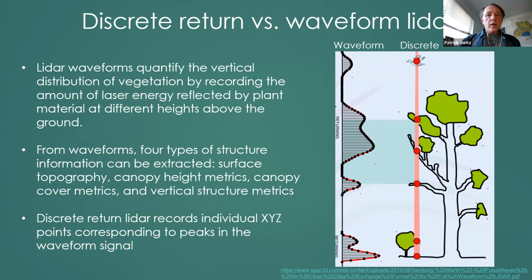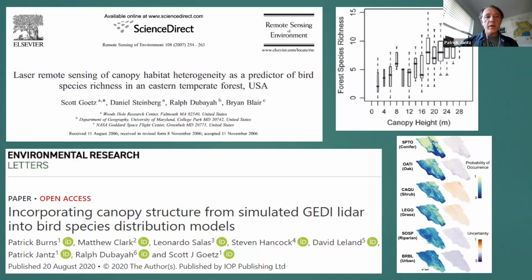There's another kind of LiDAR in addition to discrete return, which is called waveform. The concept is the same, but instead of digitizing discrete returns, the digitizer actually digitizes all the energy that's returned from the laser pulse. And so we get a high resolution view of the vertical distribution of vegetation. We can extract several different metrics from that waveform, so things like canopy height, surface topography if the laser penetrates all the way to the ground, various canopy cover metrics, and then vertical structure metrics. Those are just a couple of the ways that we have measured vegetation structure more recently in a more automated way.